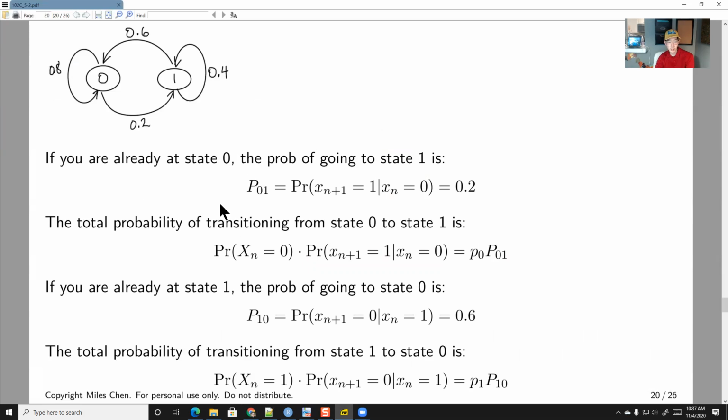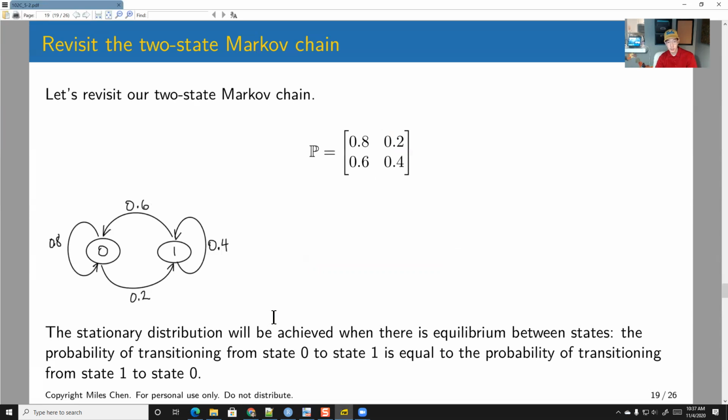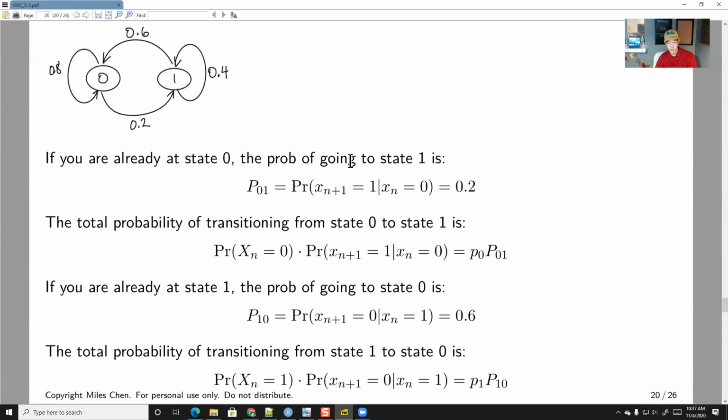All right, and then if you're already at state 1, then the transition probability of going to state 0 is 0.6. That's P10. That's this value right here in this corner. If the state at time n is equal to 1, then what's the probability of being at state 0 in the next iteration? That's going to be 0.6, and therefore the total probability of transitioning to state 0 is the probability of starting off at state 1 and moving to state 0.